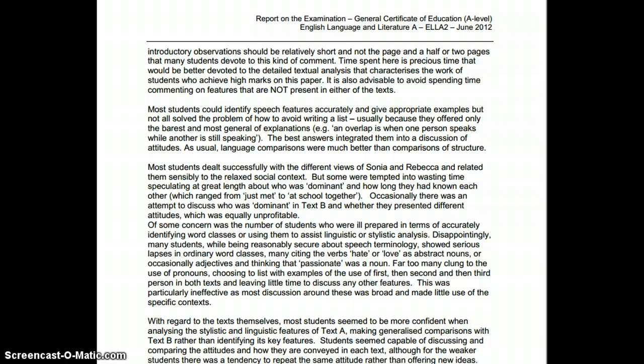Don't explain what a terminology is in general. It needs to be in relation to the context. The best answers integrated them into a discussion of attitudes. As usual, language comparisons were much better than the comparisons of structure. So don't neglect structure. It's just as vital and just as important to the analysis of the extracts. Discussion of attitudes has been mentioned before in other videos of examiners' reports. A discussion of attitudes is vital, so think about how your speakers are feeling and how they use techniques to try and get their points across.